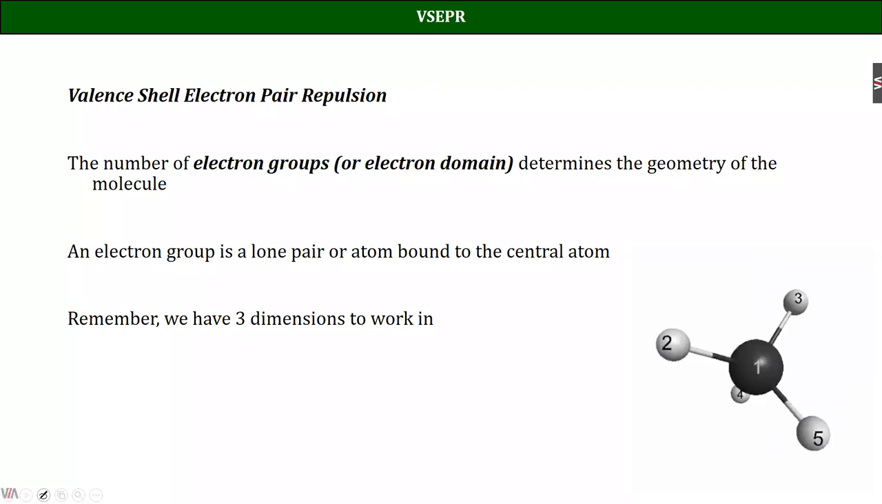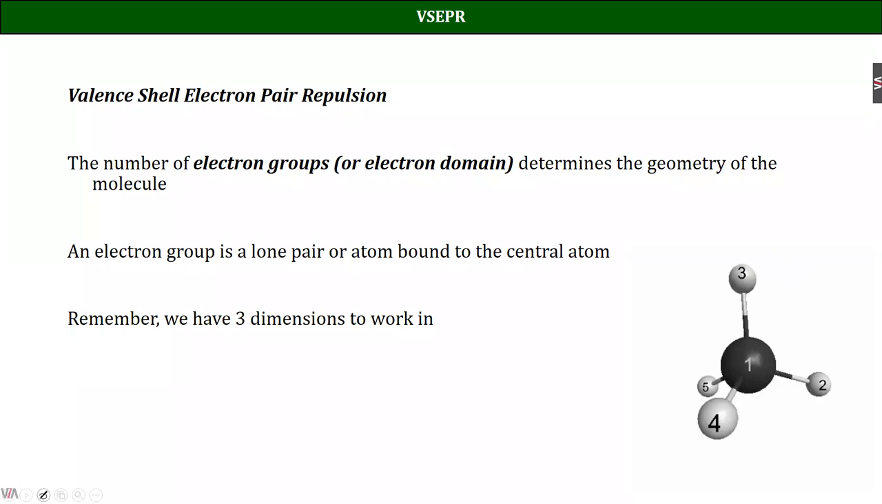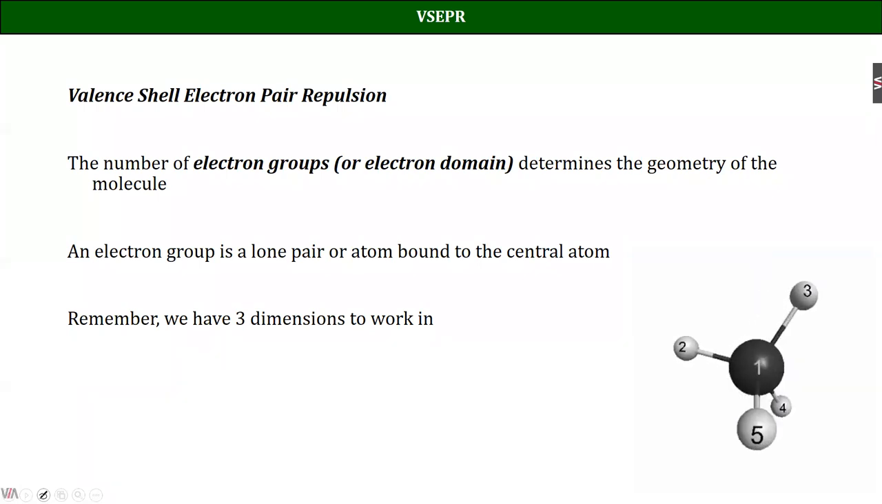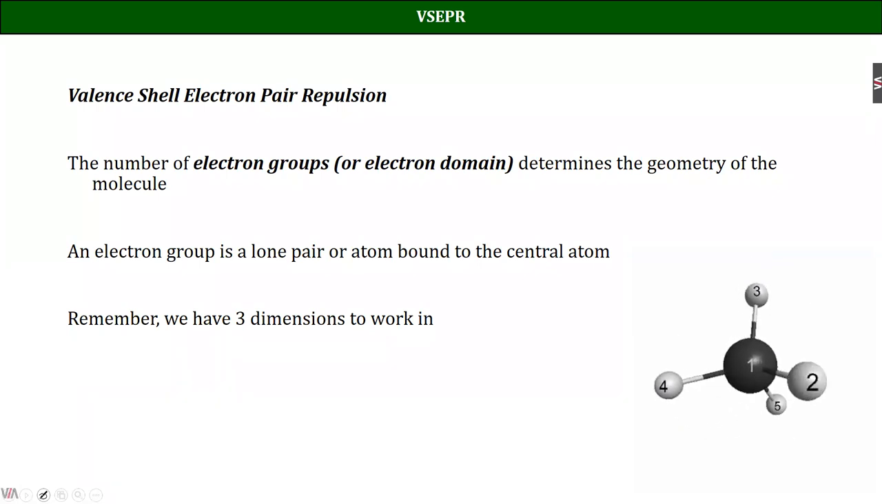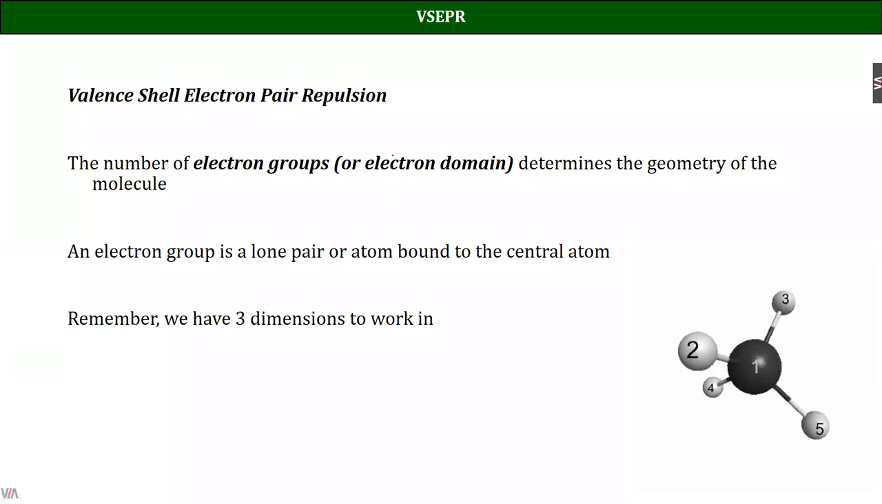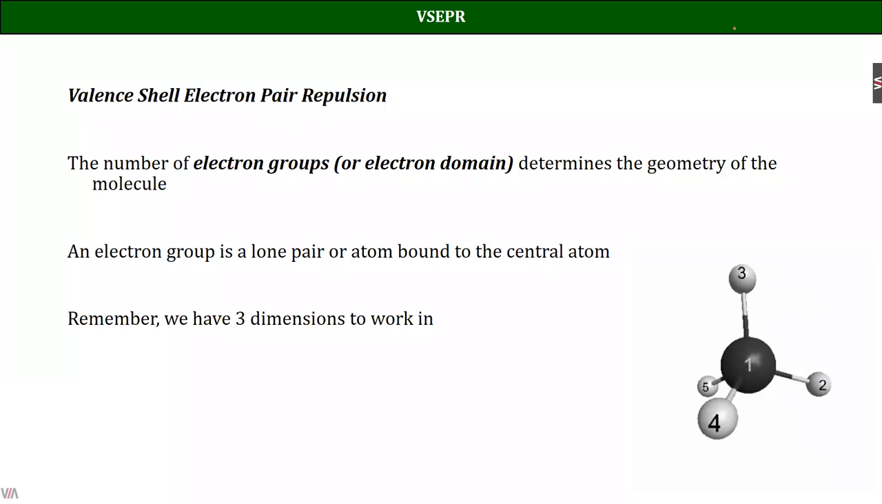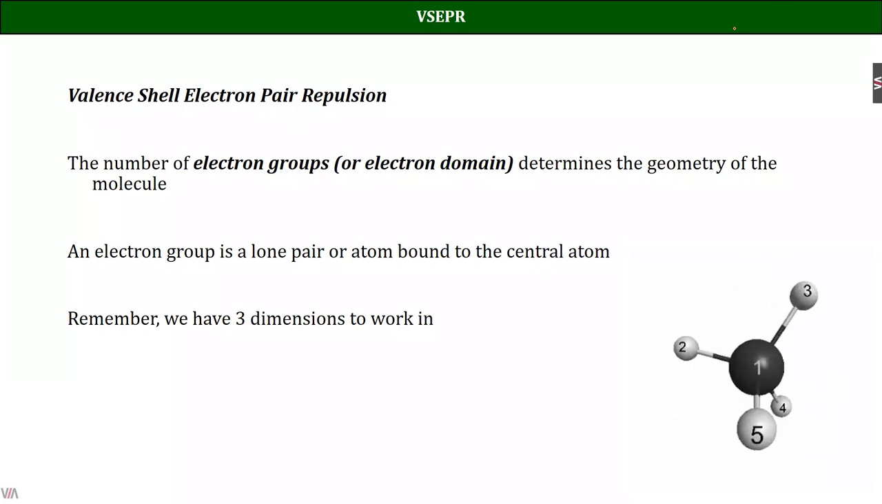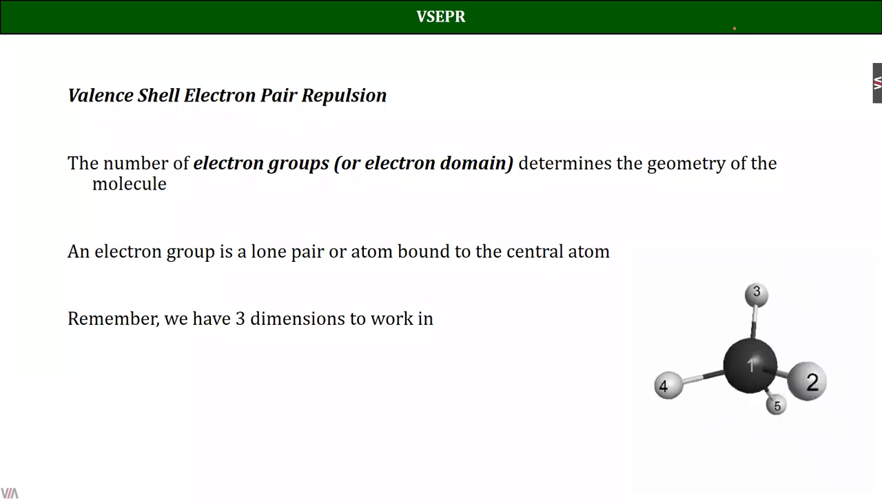So there are five basic shapes that everything is going to be based on. And those five shapes are really the factor that determines which of those five shapes your molecule, your central atom, is going to look like. It is how many electron domains do you have around that central atom? How many things are taking up space?